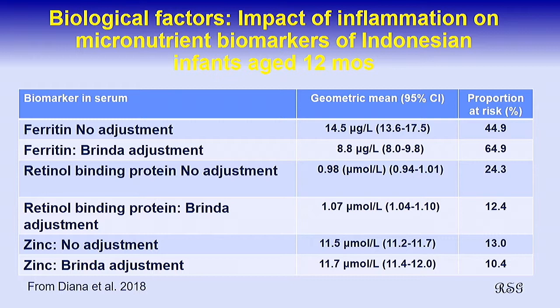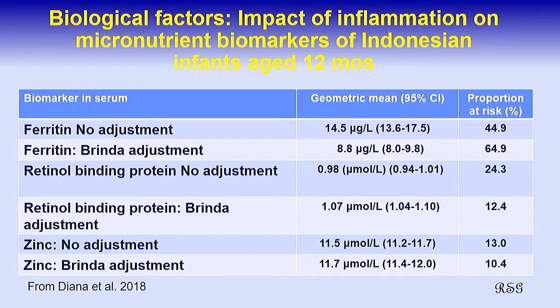This slide shows one particularly important biological factor that we must take into account when we're interpreting our biomarkers. And this is the impact of inflammation on 3 micronutrient biomarkers: ferritin, retinol binding protein, and plasma zinc. These data are taken from the thesis of Ali Diana, who was a PhD student from Indonesia in our department. And these are the results of her data of infants at 12 months of age. As we know, ferritin is an acute phase protein that is elevated during inflammation.